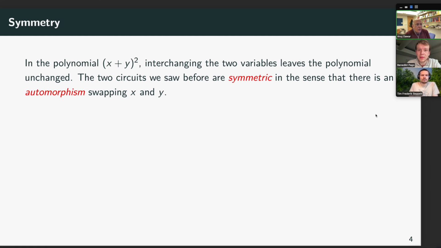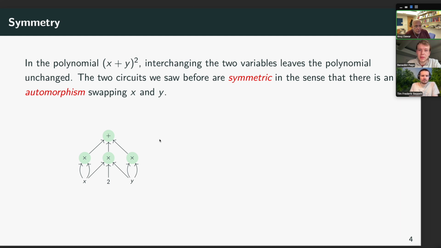The two circuits we saw before are symmetric in the sense that if I exchange the variables x and y at the inputs to the circuit, I can extend this to a permutation of all the gates, which leaves the circuit unchanged. So here is the second example of the circuit. If I exchange the variables x and y, I can also exchange the two multiplication gates on the left-hand side and the right-hand side with each other, leaving the other two gates fixed, and that is an automorphism of the circuit. It leaves the circuit unchanged.